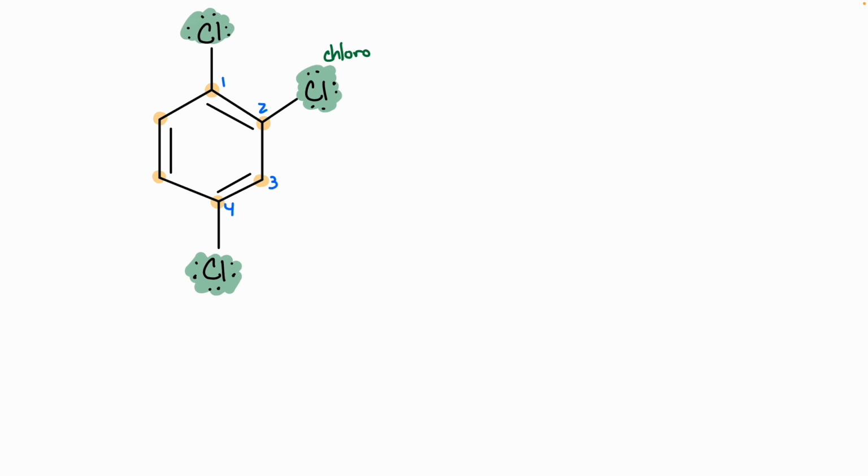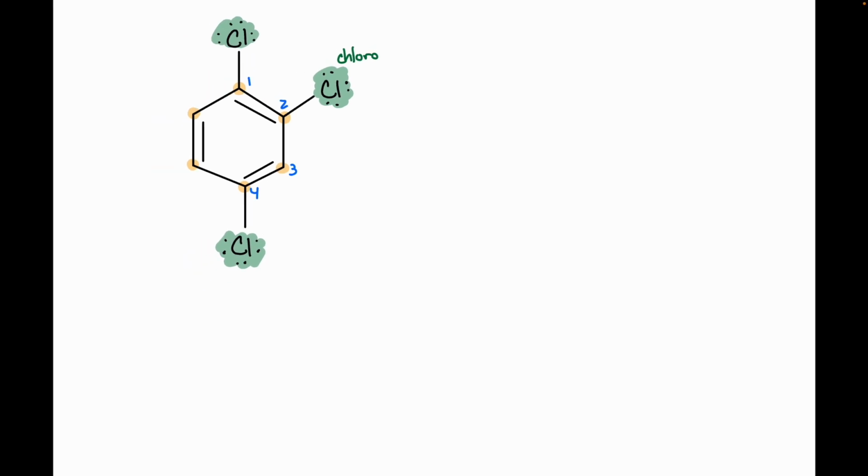So if we're going to build those lowest possible numbers into our name here, this would be 1, 2, 4-trichlorobenzene.